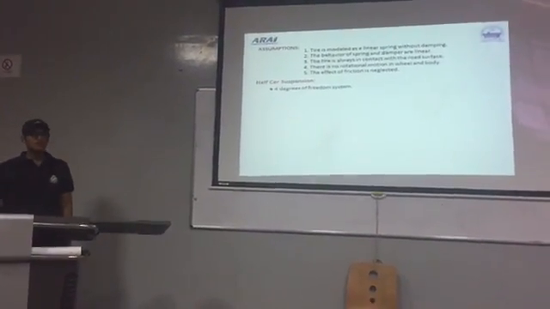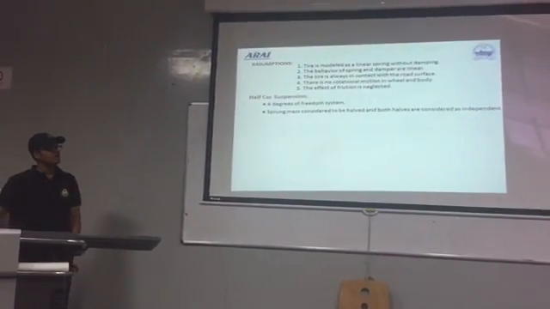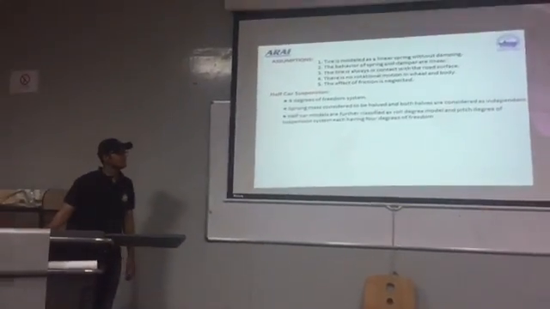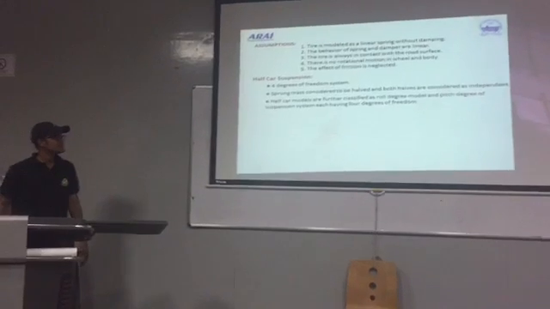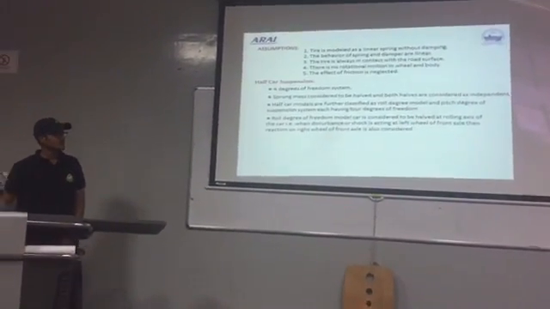Next comes the half car suspension. Here it is a 4 degree of freedom system. The sprung mass is considered to be half here and both halves are considered independent. It can be classified into two types, roll degree and pitch degree, as I explained in the previous slide.